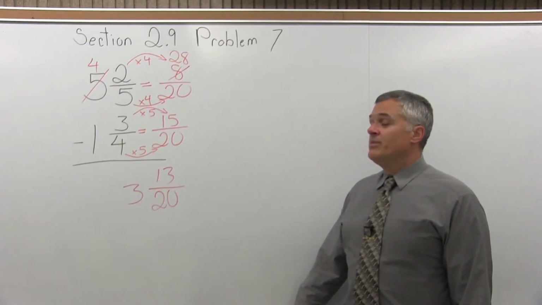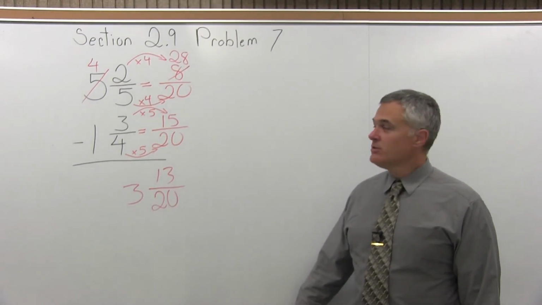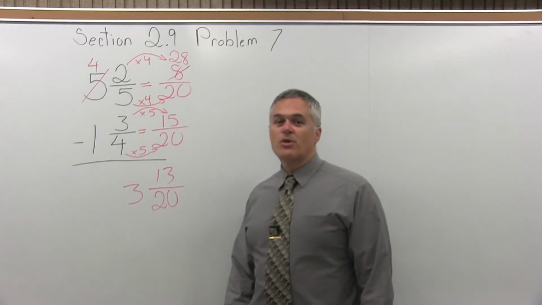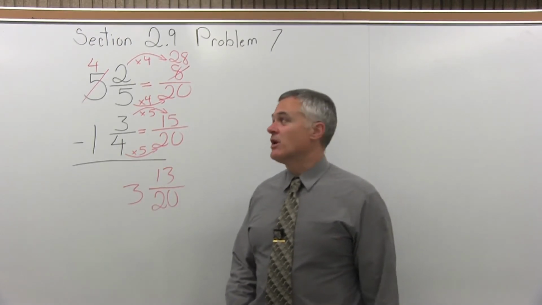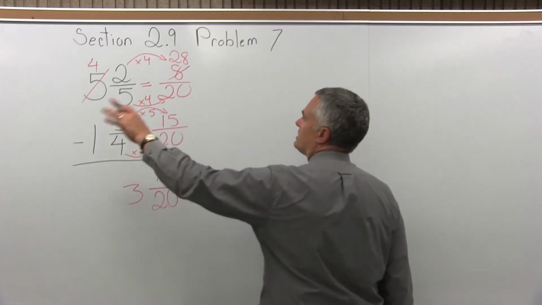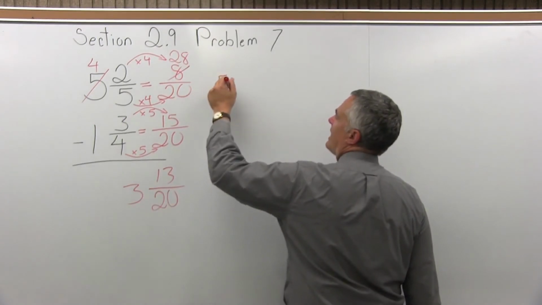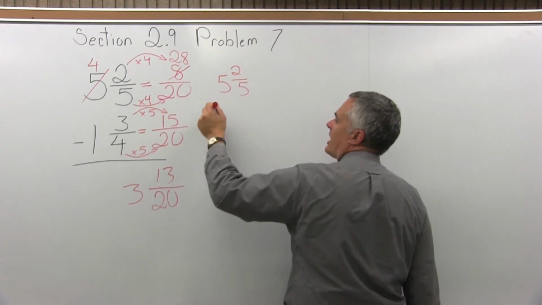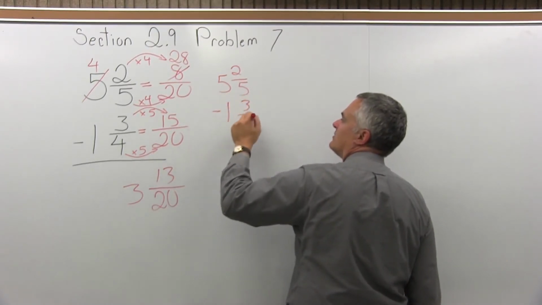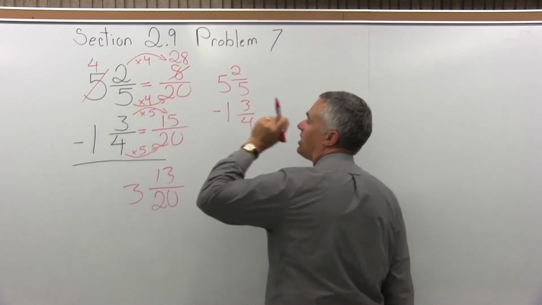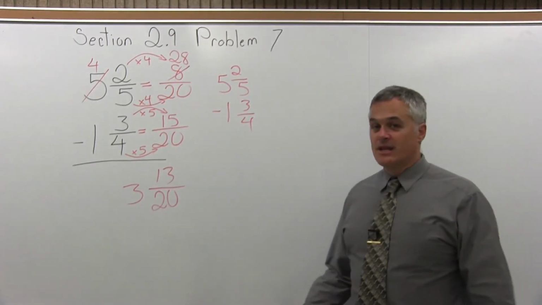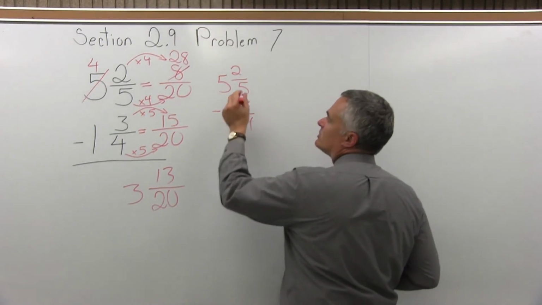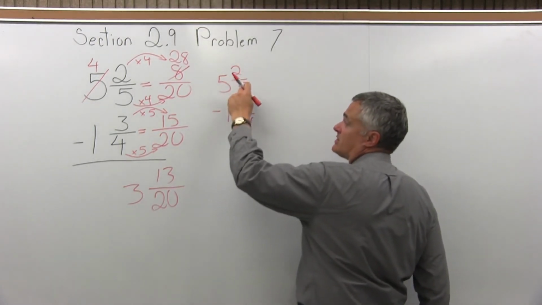Now, you may hate to borrow. Some people do. They don't remember, or they're not sure if they remember. So here's how you can do the problem without borrowing. What you do is use improper fractions. So let's pretend we're going to start from the beginning. So we have 5 2/5, and we're going to subtract 1 3/4. And let's say we started the process of finding the common denominators, and we realized this is the case where I'm going to have to borrow.